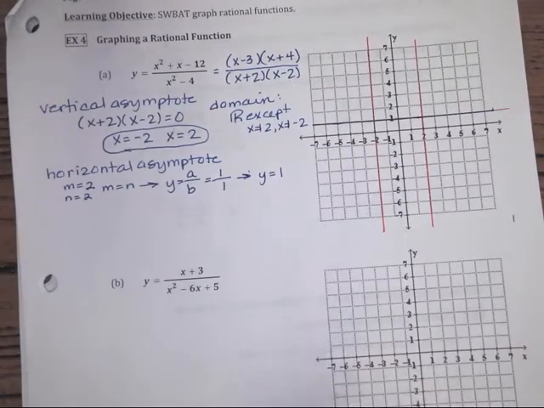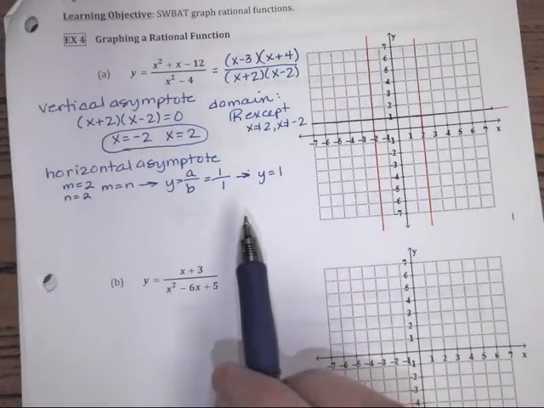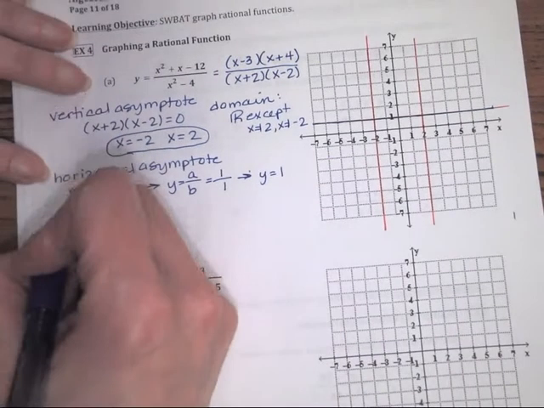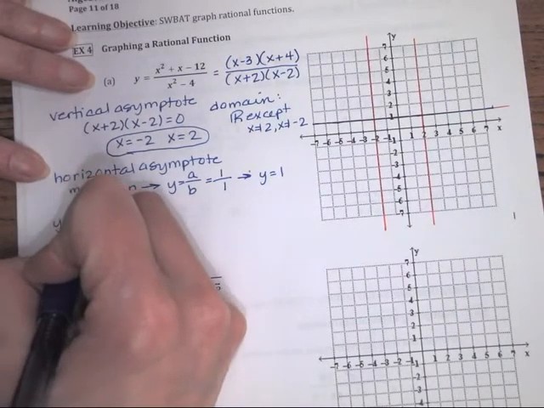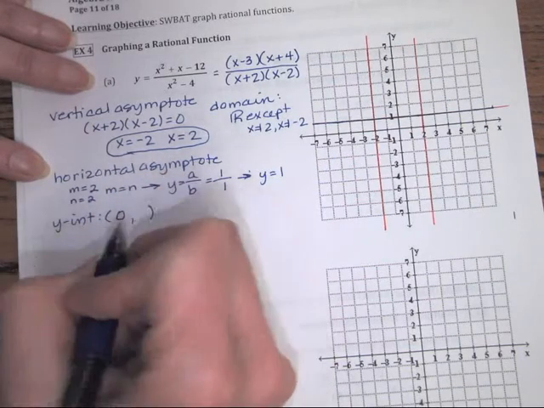So there's our horizontal asymptote. You know what we can do? We know our graph is somewhere in this little continuum here. We've got to figure out where it is. Let's find a y-intercept, which is the point 0, something.